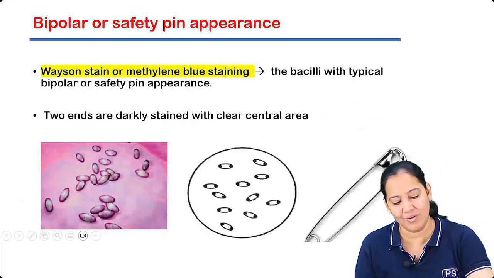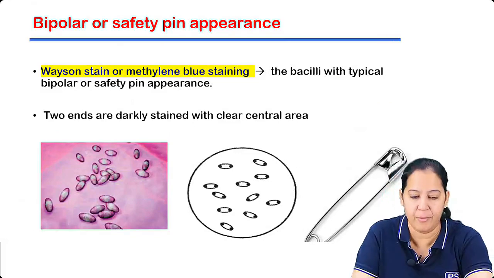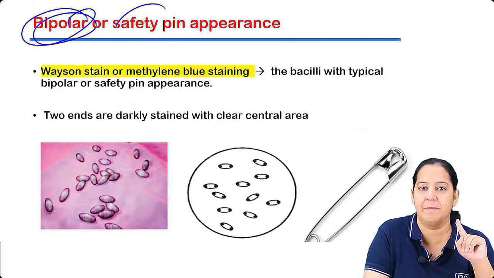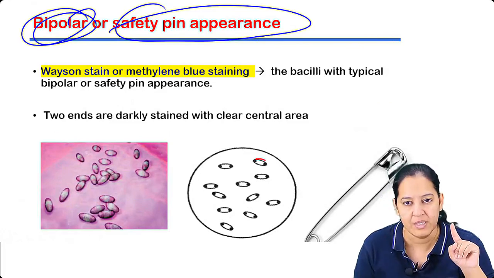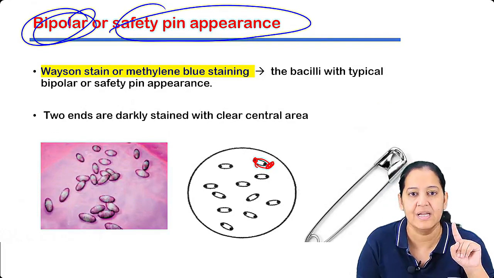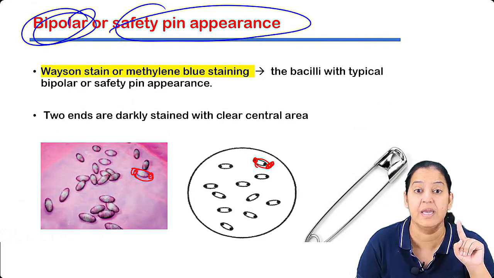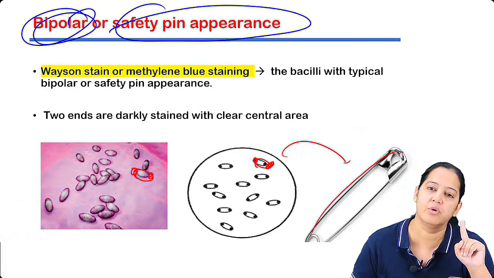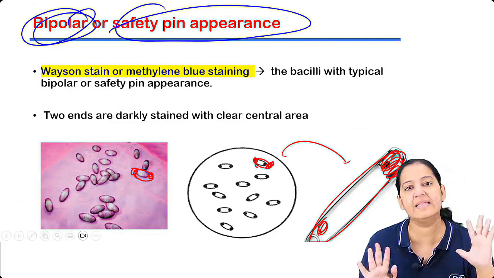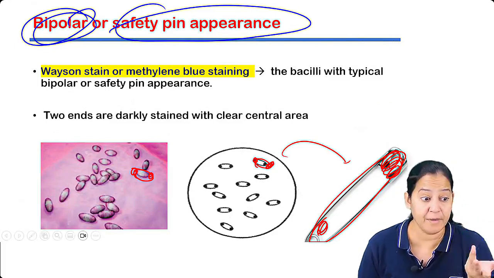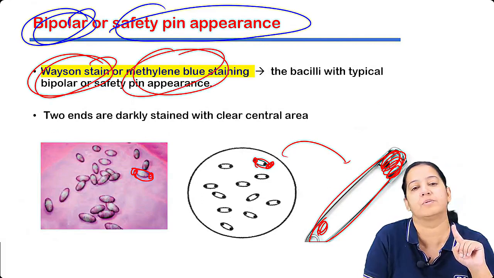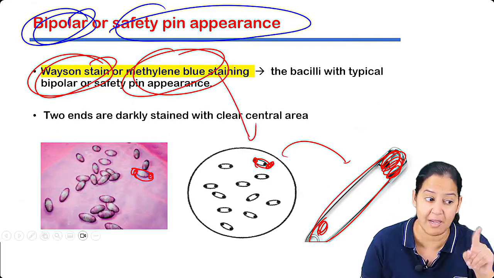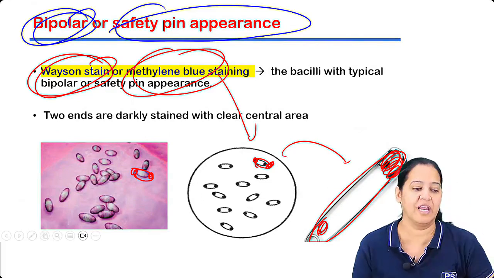So we all know Yersinia pestis shows bipolar or safety pin appearance. Yesterday I taught you the stain is accumulating at the poles and it is looking like a safety pin. Those who attended my yesterday's session know what I'm talking about. You can see this is bipolar appearance. So bipolar appearance on which stain? Learn the name of the stain, either Wayson stain or methylene blue stain.